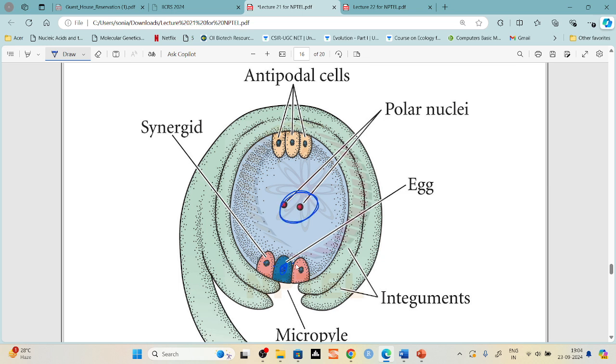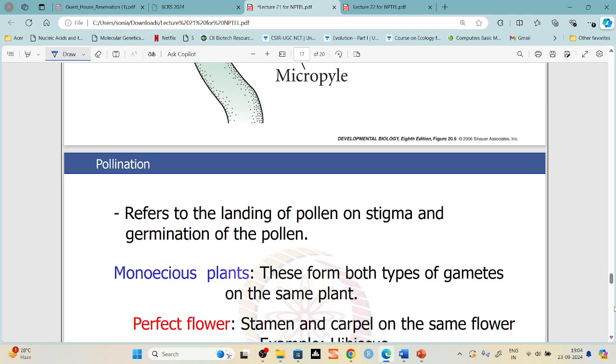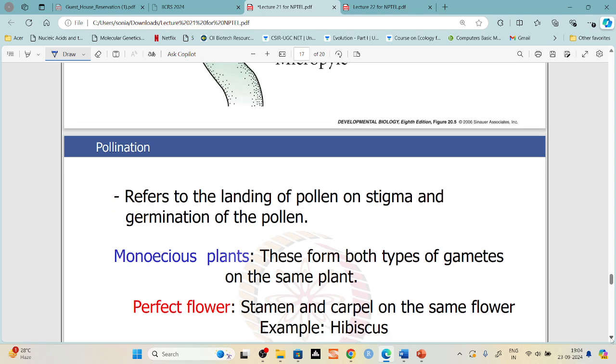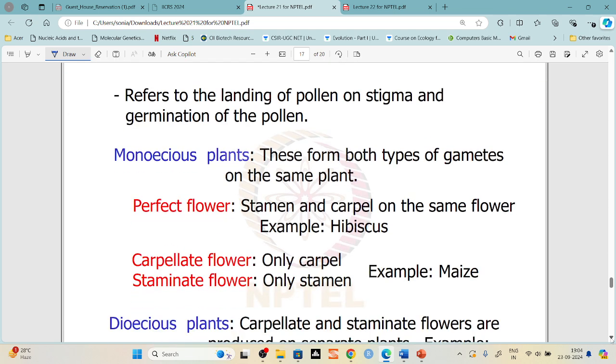This is your micropyle, just to see how the structure looks. Now, you can have two different types of plants: dioecious plants or monoecious plants. This refers to the landing of pollen on stigma and germination of the pollen.